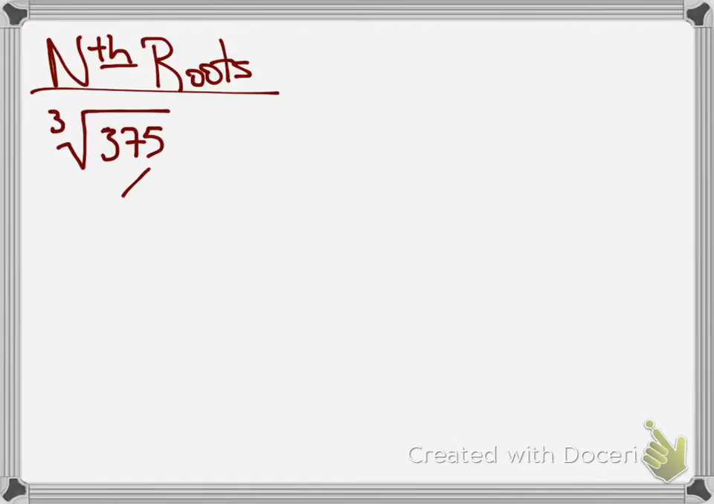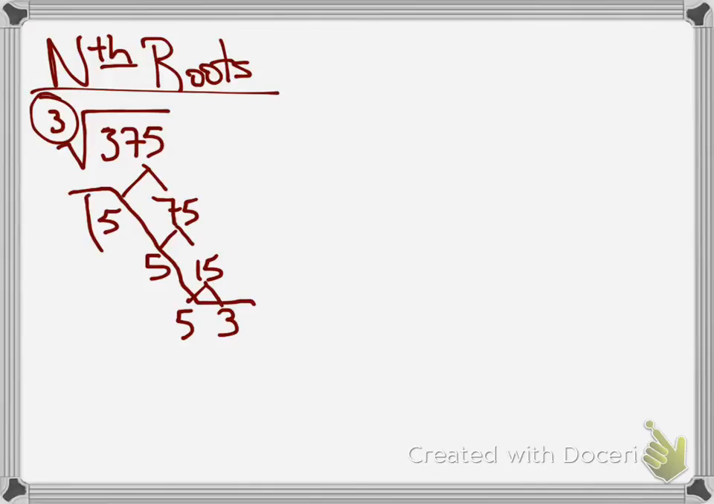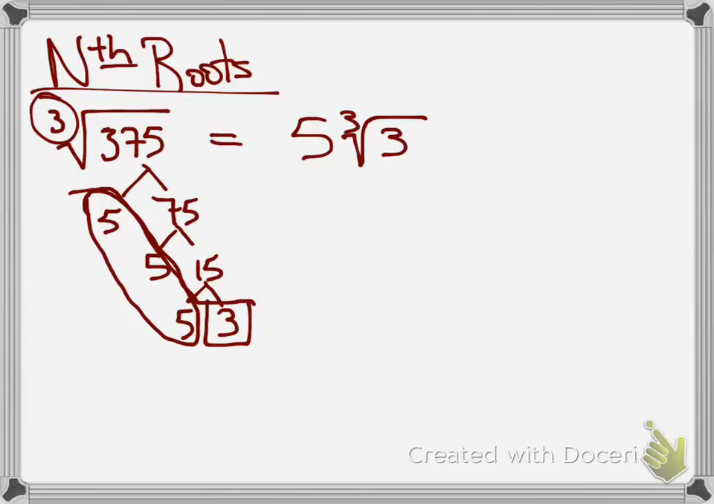So then we go to, say, a factor tree. If I do the factor tree, 5 and 75, 5 and 15, and 5 and 3, well, now, because of the third root, instead of looking for pairs, I'm looking for something that occurs 3 times. You can see here, the 5 occurs 3 times, so I would write a 5 on the outside with a 3 left over. And notice again, I still put the third root there on the radical.